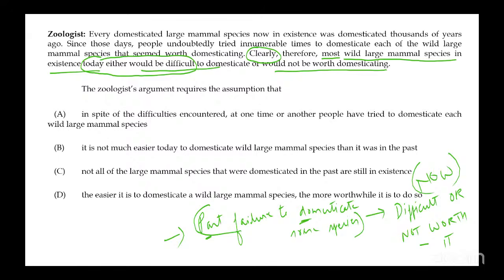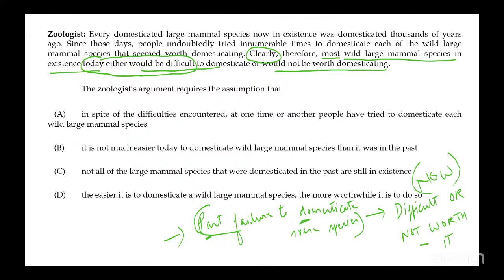A says, in spite of the difficulties encountered, at one time or another, people have tried to domesticate each wild large mammal species. Okay. I think it has slightly gone beyond the scope. Just look at this line. Firstly, it looks very similar to what is being said, but it is slightly different. Just look at the line again.